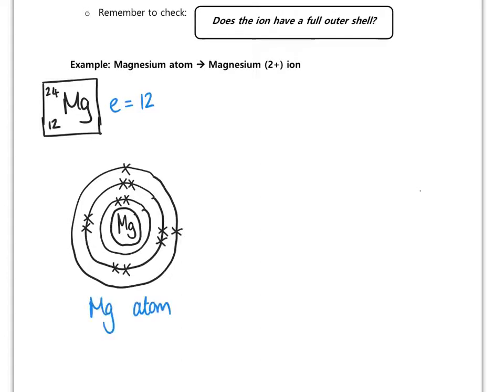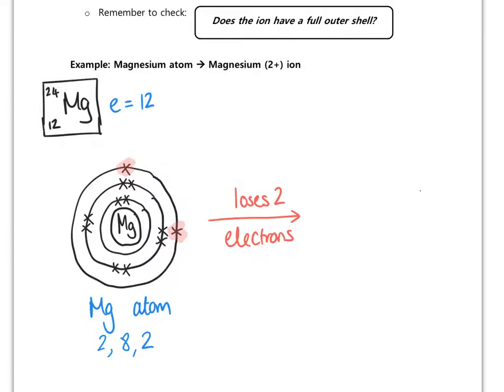So this is the magnesium atom, and you can see it has the configuration 2, 8, 2, which corresponds to its group number. Magnesium is in group 2, so it has 2 electrons in its outer shell. So when magnesium forms an ion, it wants to get a full outer shell, and so what it's going to do is it's going to lose its 2 outer electrons. So it essentially wants to lose this electron and this electron.